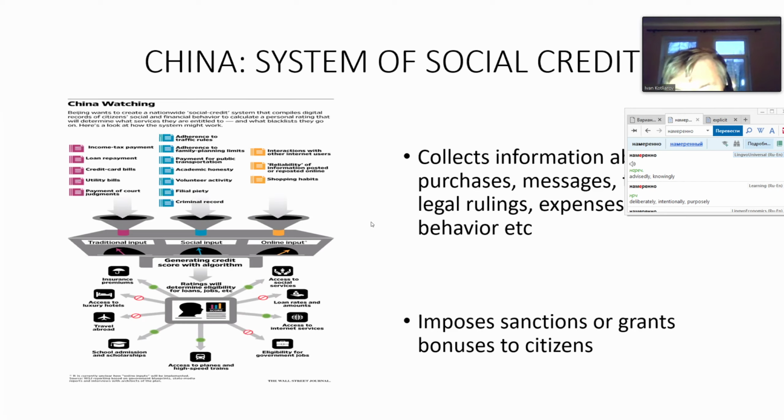And here we see how it operates. All this information is processed, and the system provides you with sanctions or bonuses. In case you are a reliable person, you may get some insurance premiums, so a decrease for insurance payments. If you are a conflict-loving guy, in this case you will be limited in your access to luxury hotels.